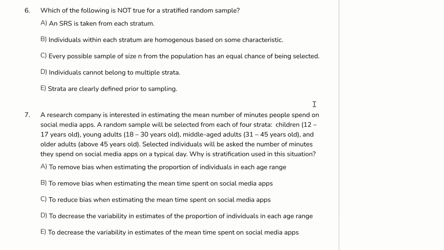All right, so we're going to finish this up. Which of the following is not true for a stratified random sample? An SRS is taken from each stratum. That is true, so we're not going to choose that. Individuals within each stratum are homogeneous. That is true, so we're not going to select that. Every possible sample of size n from the population has an equal chance of being selected. Okay, and that is not true. Not every possible sample has an equal chance of being selected. Remember that these results are not guaranteed, that a certain person will be selected or that every single possible sample will have an equal chance.